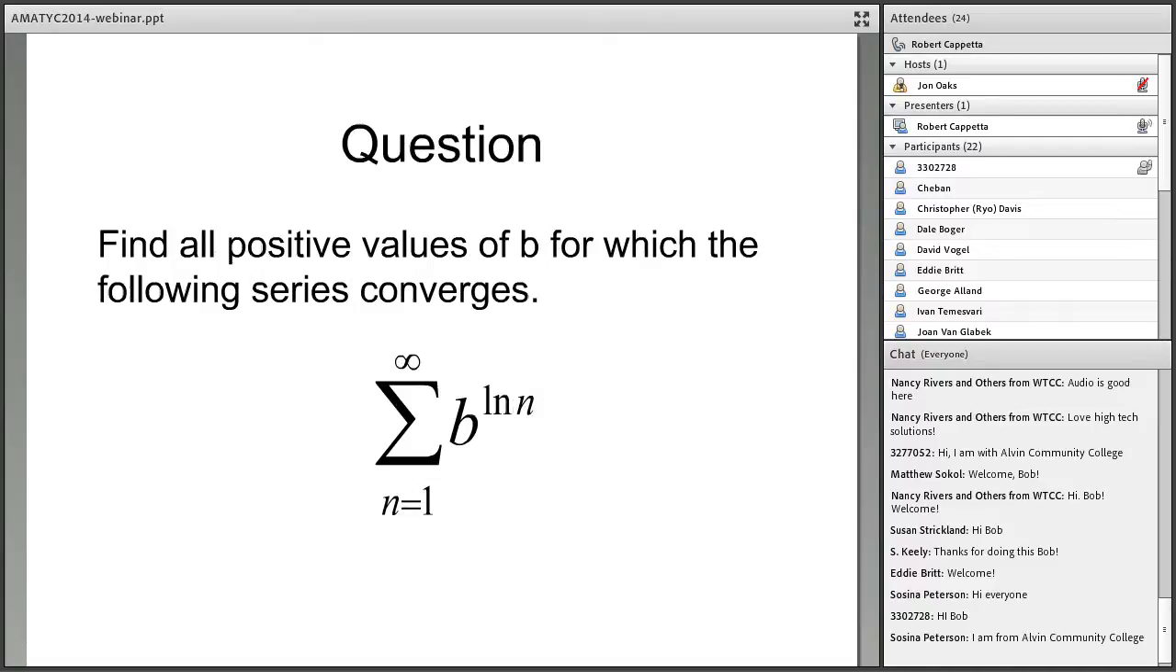So if this webinar gets boring today, work on that question that's on the screen. Find all positive values of B for which the following series converges. I believe this is a question that I borrowed from Stewart's calculus. It's one of my favorites. It's a non-trivial question, and it's one that certainly causes some challenges for some students. So when it gets a little boring, you can sit down and work on that problem, and we'll talk about it at the end of the presentation.